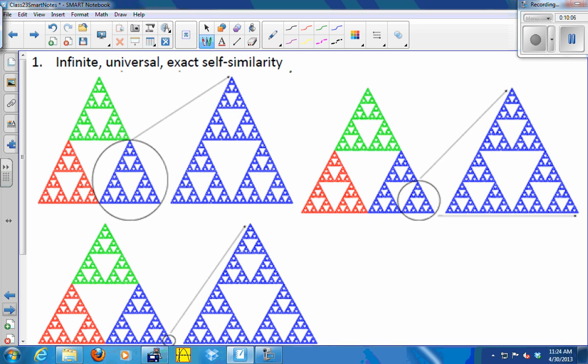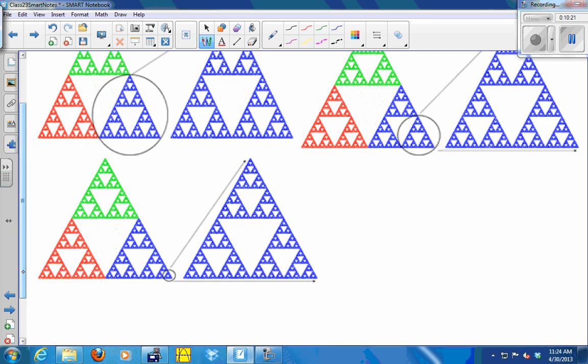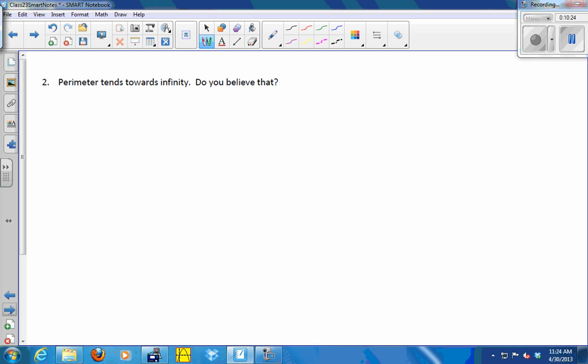So the first is that, again, like the Koch snowflake, you have infinite, universal, and exact self-similarity. You can zoom in on any part of the gasket, blow it up, and it looks exactly like the original. So I'm just going to tell you that the perimeter tends towards infinity. Do you believe it? That the perimeter just gets longer and longer? The length of its edge.